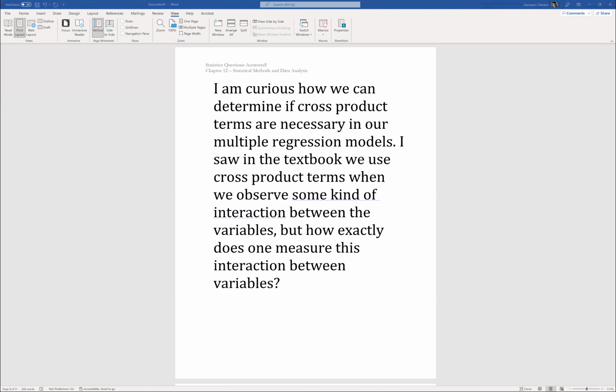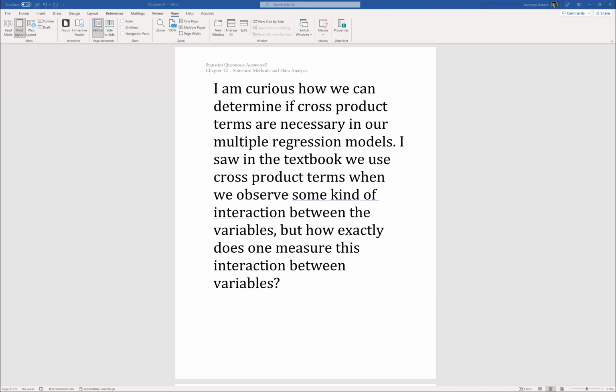Hello, everyone. This week, someone asked, I'm curious how we can determine if cross-product terms are necessary in our multiple regression models. I saw in the textbook we use cross-product terms when we observe some kind of interaction between the variables, but how exactly does one measure this interaction between variables?